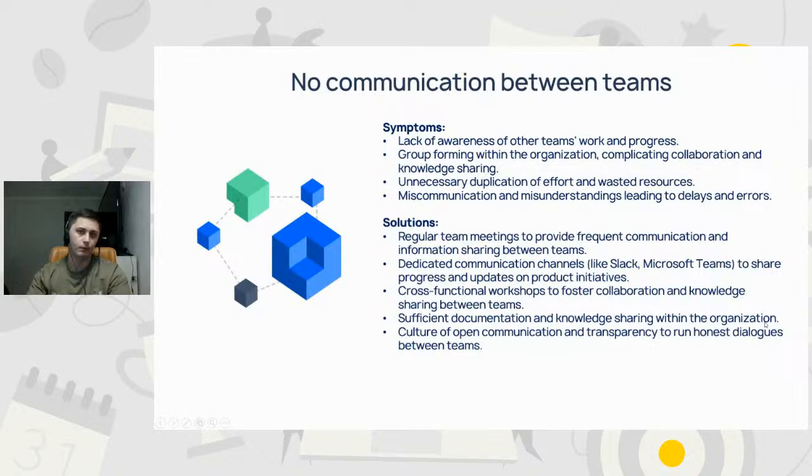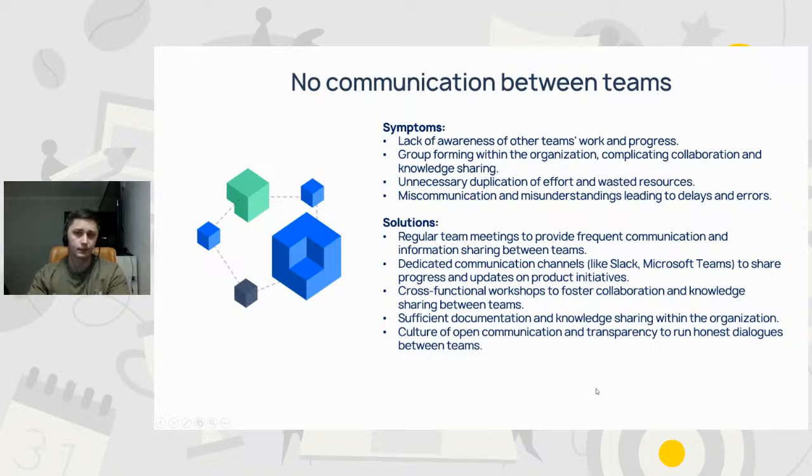The next problem is no communication between teams. Unfortunately, this problem happens. In some companies, there can be no communication between departments if the company is very large. Usually, when we talk about symptoms of this, it will be that one team doesn't understand what another team is working on, or they do not understand the progress on the things which they are working on, or something else.